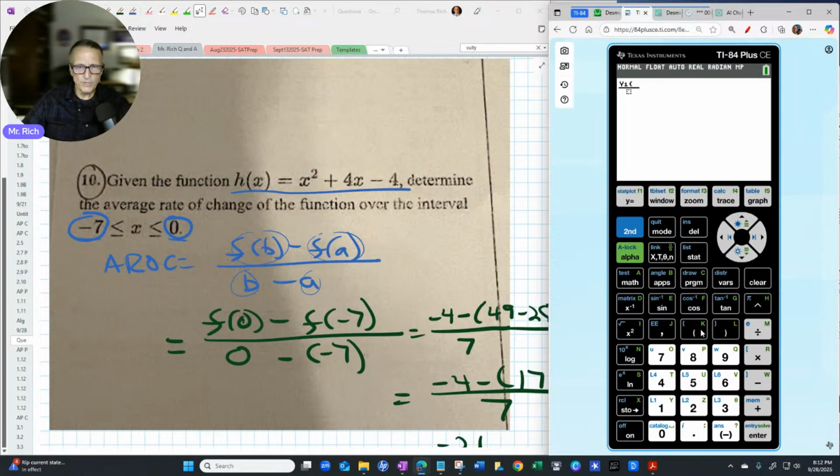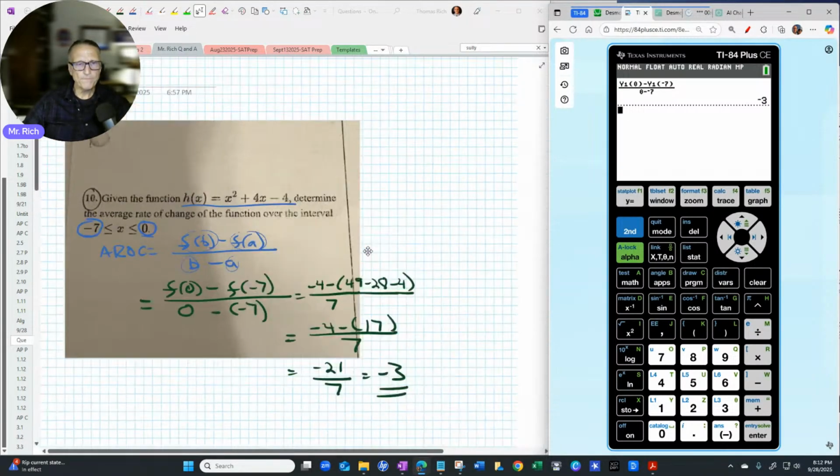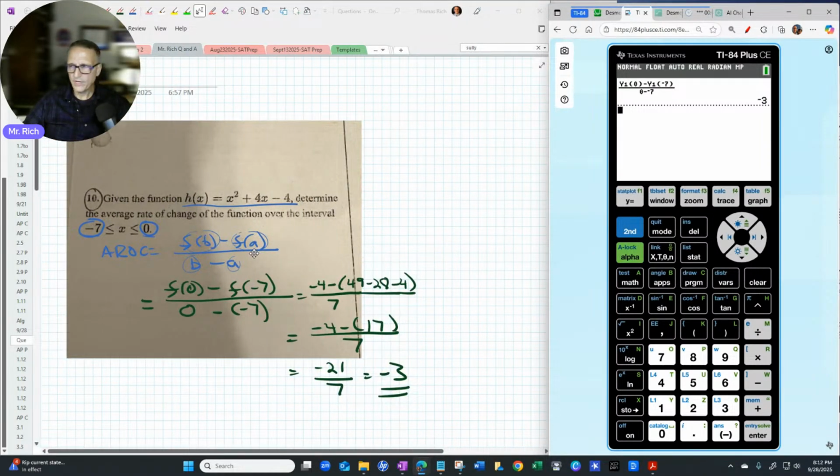And I'll use function notation by using parentheses and say I want to do y1 of 0 minus, I need to call up the function again, and that's going to be -7. And then I'm going to do 0 minus -7, and then hit enter. And there's my answer, -3, that it calculated for me. All right, so that is our average rate of change.